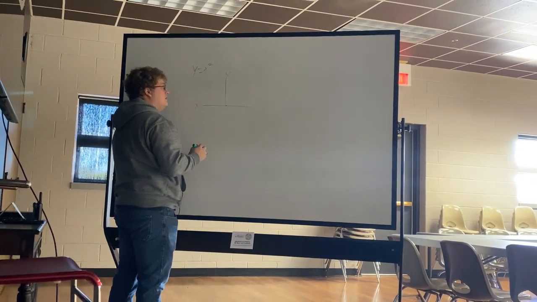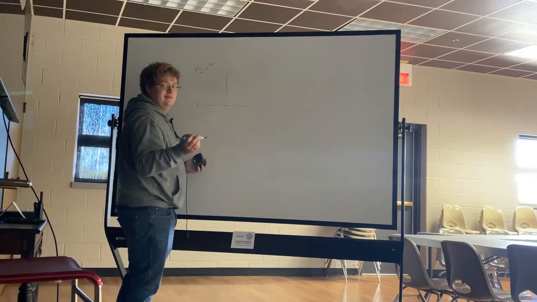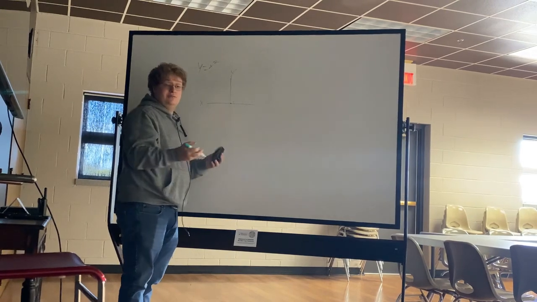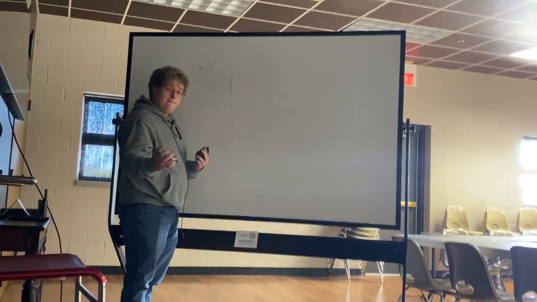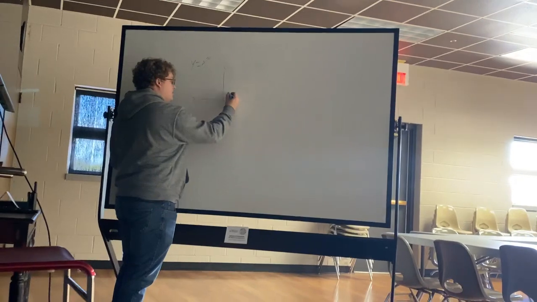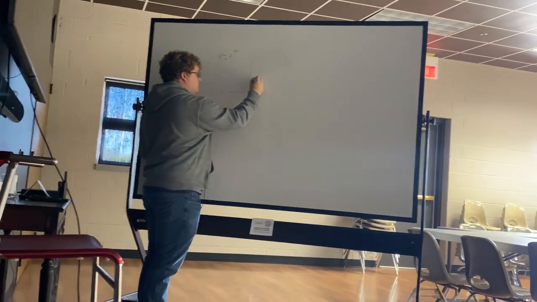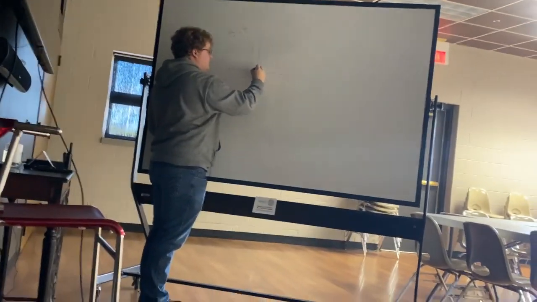X equals 1, 1 squared is 1. And so y equals 1. X equals 2, 2 squared is 4. We got 2, and then it goes up 4. I'm going to do the same thing over here. It goes up. What we have here is a parabola.